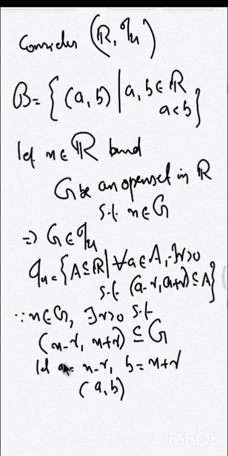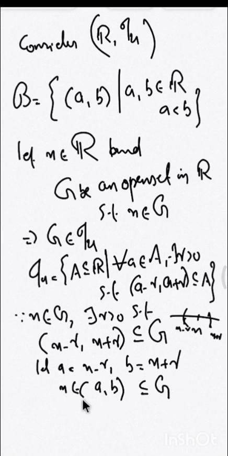What is this interval actually? Here are x minus r and x plus r, and x is in between them. Therefore, this interval clearly contains the element x. So x is an element of the open interval (a, b), where a equals x minus r and b equals x plus r, and this open interval is contained in G. So in between the element and the open set containing it, there is some open interval (a, b). Where does it belong? It belongs to our base script B.